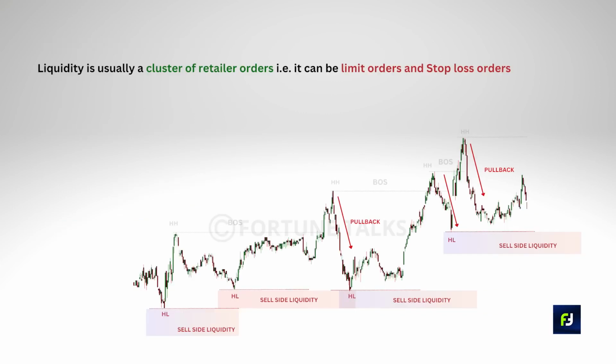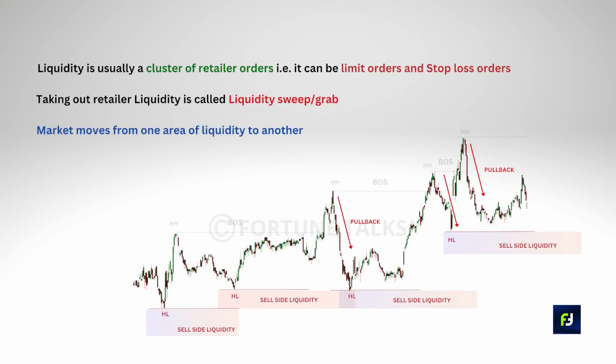But just to brush things up, liquidity is generally known as the fuel in the market, which is usually a cluster of retailer orders. That is, it can be limit orders and stop loss orders, which, when taken out or swept, cause the market to usually reverse in the direction of the existing market trend with a strong momentum. This will usually result in a fake breakout of the previous high or the previous low, which can be in the form of deep wicks taking out retailer orders. This is called a liquidity grab or liquidity sweep.